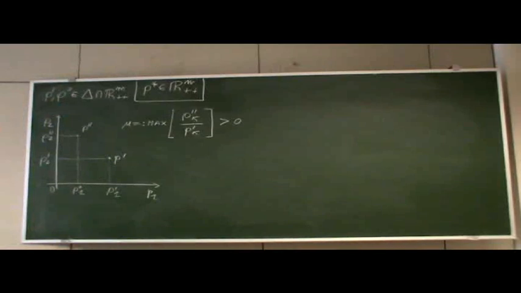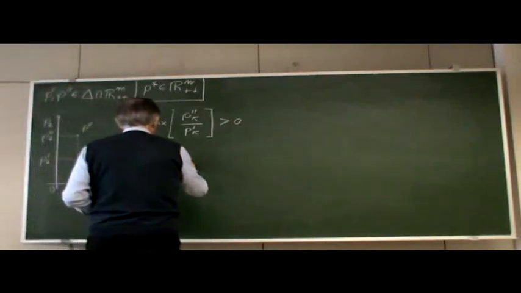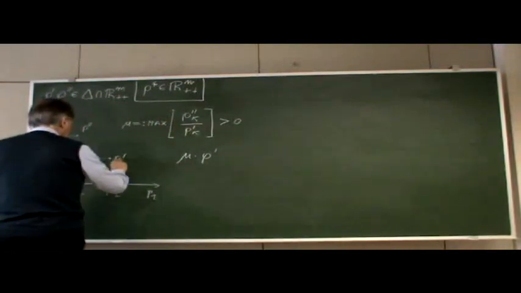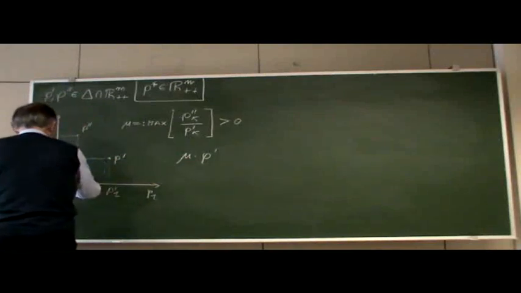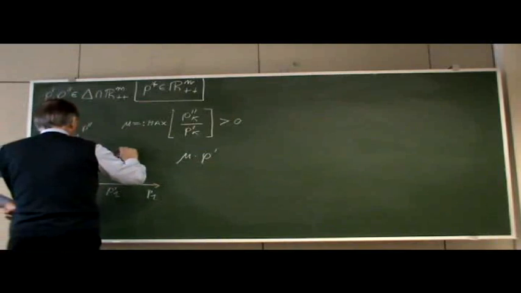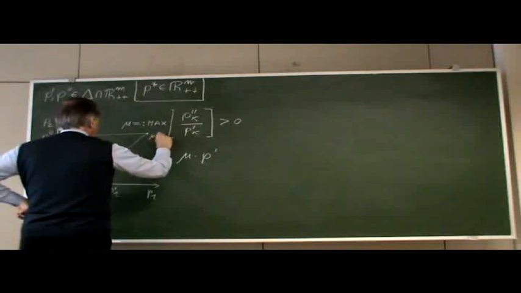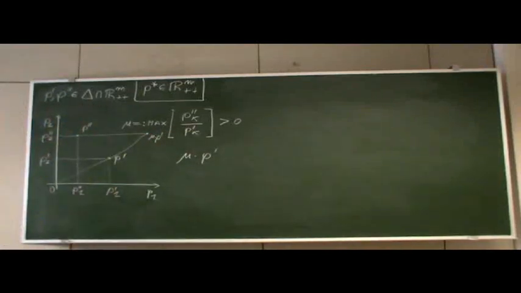Well, consider this point with this maximum ratio. And now consider another price system, mu times P prime. You must multiply every component of P prime by this mu. Clearly, you obtain this point, approximately, mu times P prime. Is it clear? This is only a construction in order to prove our theorem more easily.